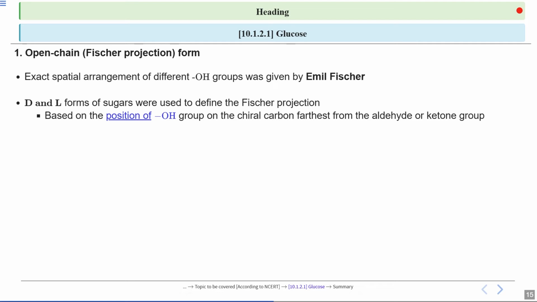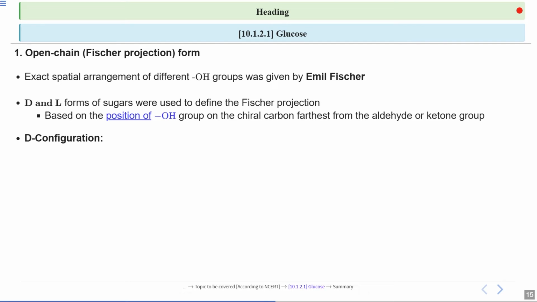The D and L classification is based on the position of the OH group on the chiral carbon that is farthest from the aldehyde or ketone group. Now, what is a chiral carbon? It is one that has 4 different groups attached to it, making it a center of asymmetry. So this position determines whether the sugar is D form or L form.